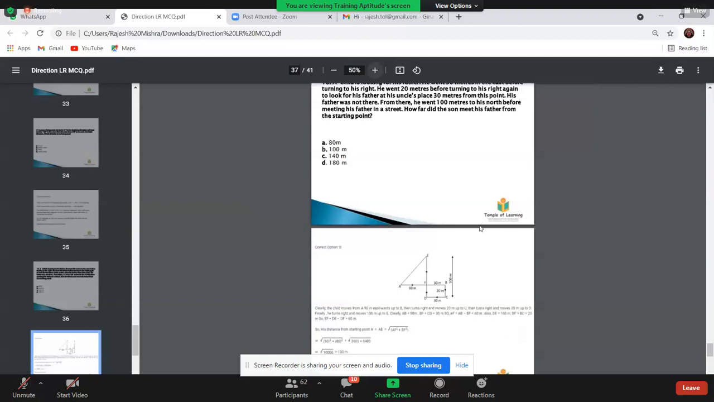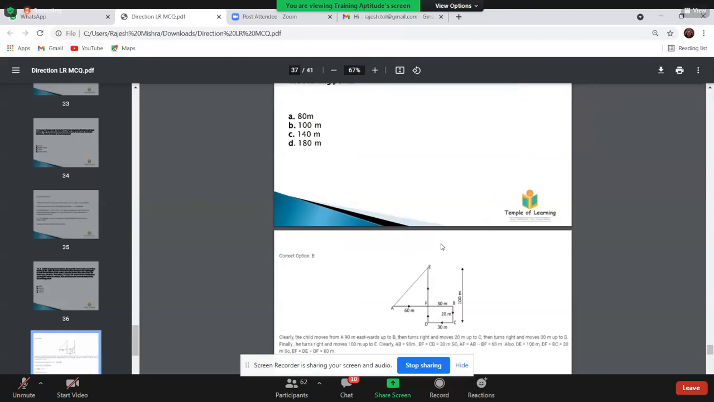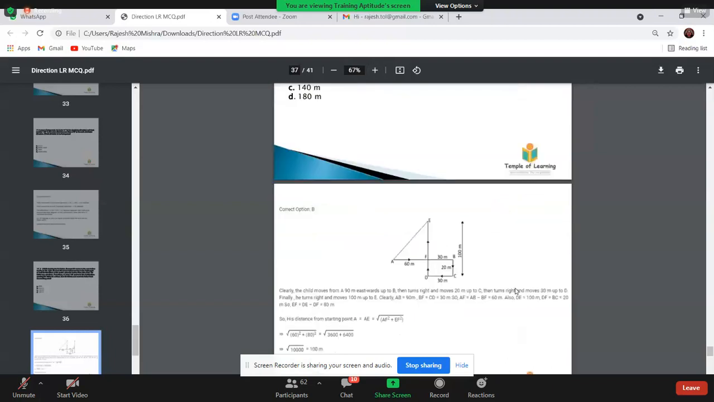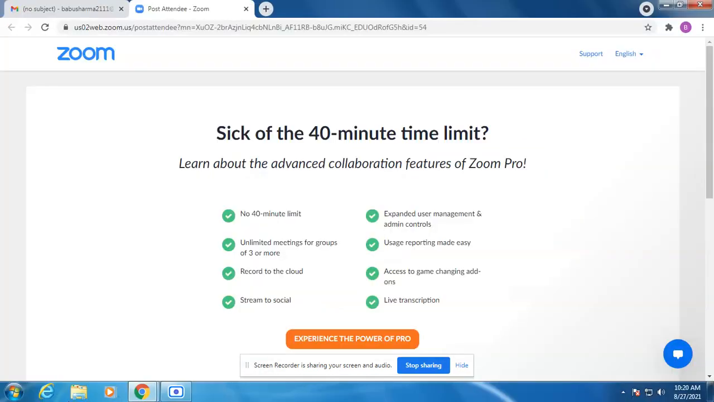Your diagram is made, I'll enlarge it a little more. After making the diagram, what do we have to find? We need to find out the distance from A to E. I told you, Pythagoras theorem. So A to F is 60 and F to E is 80. Why 80? Because the total is 100, but B to C.